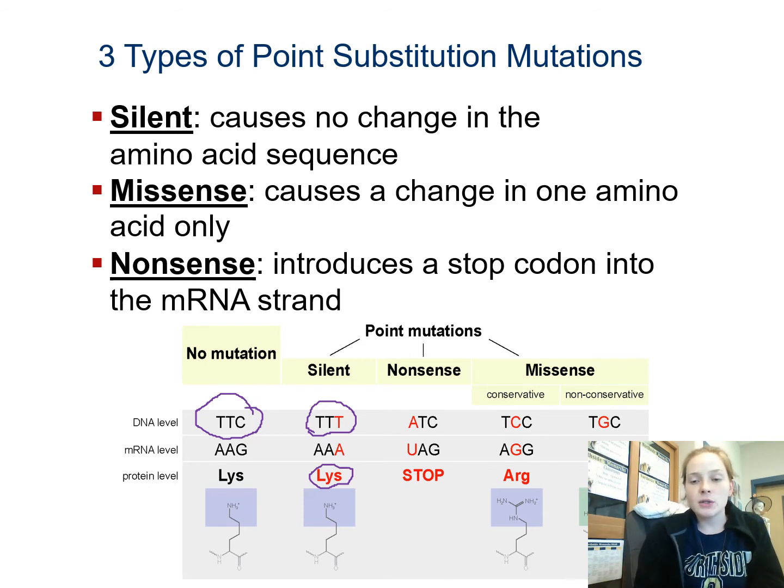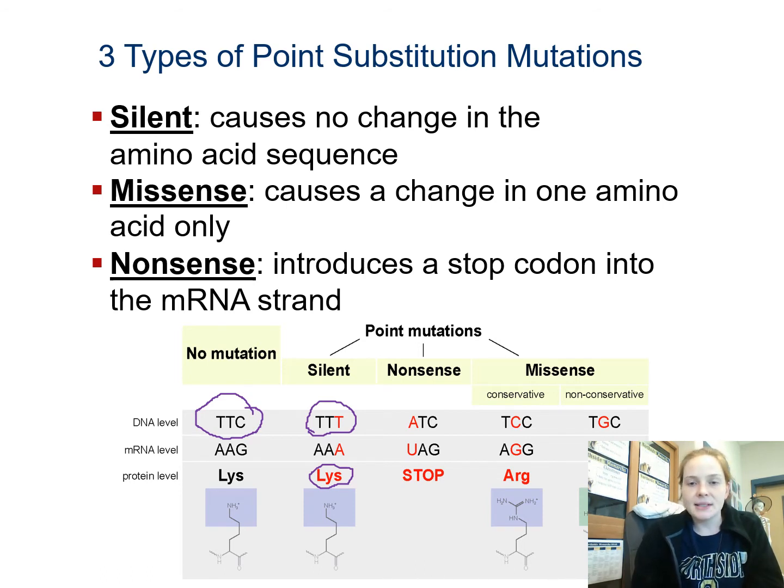Yes, the DNA was mutated. Yes, the nucleotide changed. However, the amino acid it coded for didn't. So that's silent. Your body will not notice it. Your body will keep on doing the same thing, keep on making the protein correctly.